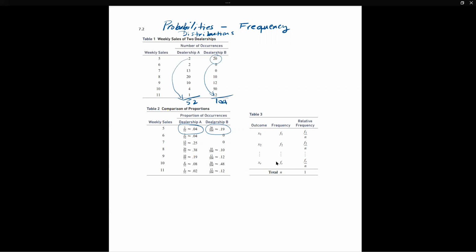So the outcome is x1, x2, and so forth. Then the frequency is, how many people drive a foreign car? 5 people, right? That's a frequency. The relative frequency is when you divide F1 by N, and here N is 52 and here N is 104, all right? So it's not a difficult subject to know.